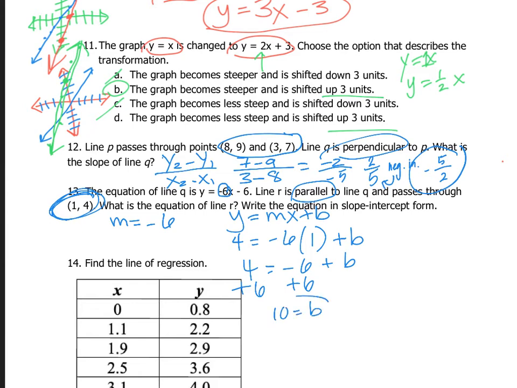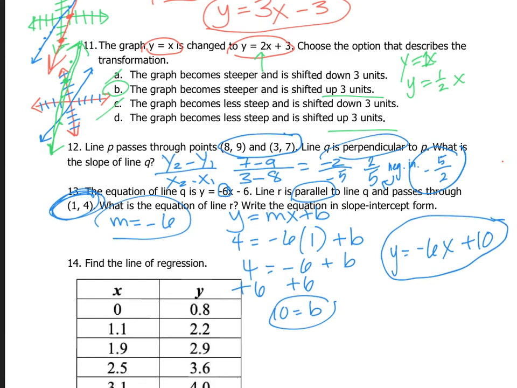So our b is positive 10. So now we just plug in our m and our b into the equation, and then we have our equation. So y equals negative 6x plus 10 is our slope-intercept equation for that line.